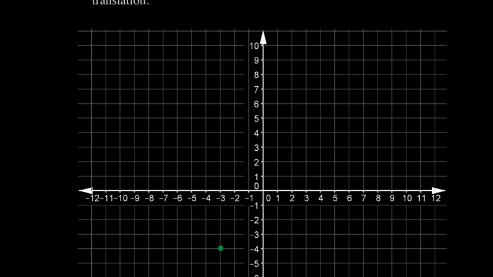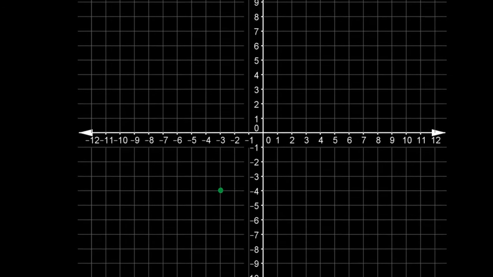Point B is at -1 and then -6. So -1, -6. And on this graph, this is the -1 line, so it's right there. -1, -6. And the last one is C, which is at -5 and way down at -8 right there. So I think I should label those points.